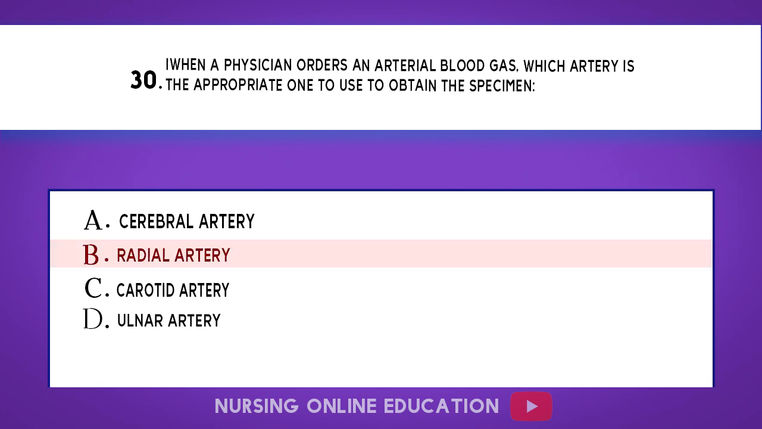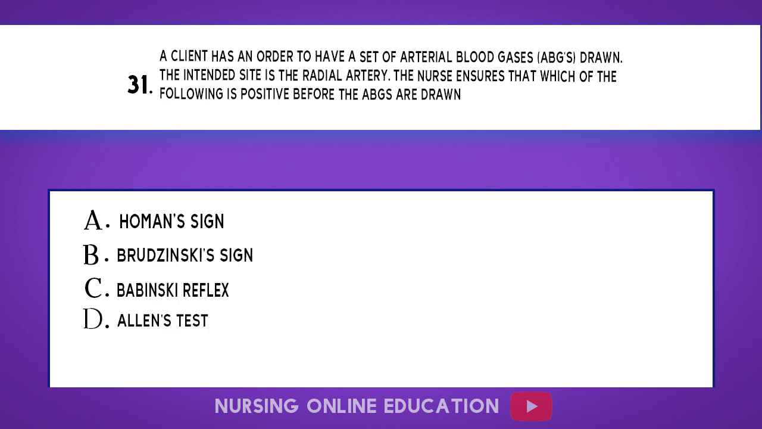The answer is option B, radial artery. 31. A client has an order to have a set of arterial blood gases, ABGs, drawn. The intended site is the radial artery. The nurse ensures that which of the following is positive before the ABGs are drawn? A. Hohmann's sign. B. Brudzinski's sign. C. Babinski reflex. D. Allen's test.